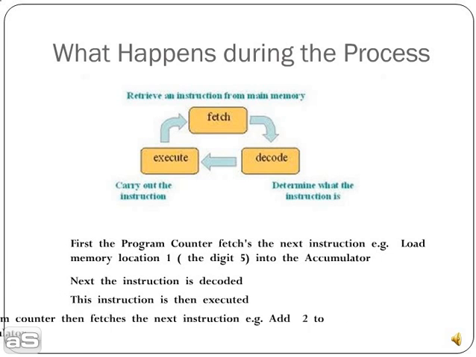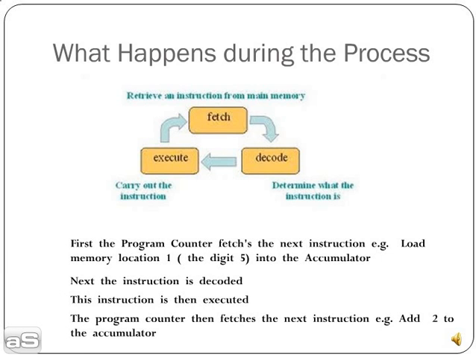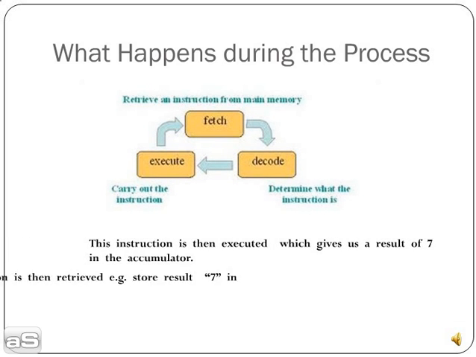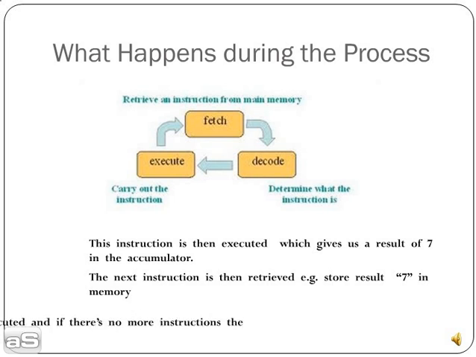First, the program counter fetches the next instruction, for example, load memory location into the accumulator. Next, the instruction is decoded. This instruction is then executed. The program counter then fetches the next instruction, for example, add 2 to the accumulator. This instruction is then executed, which gives us a result of 7 in the accumulator.